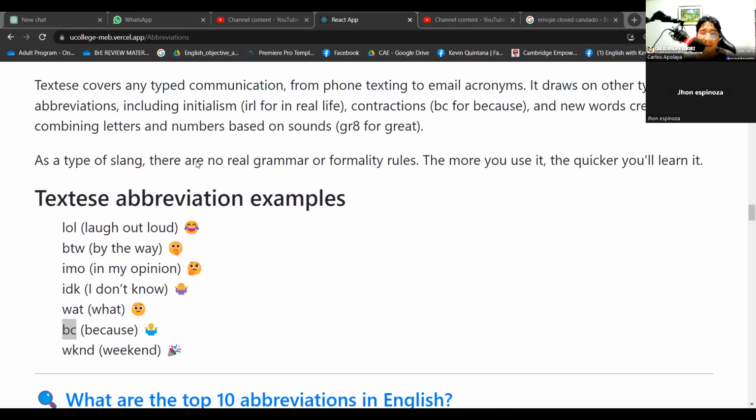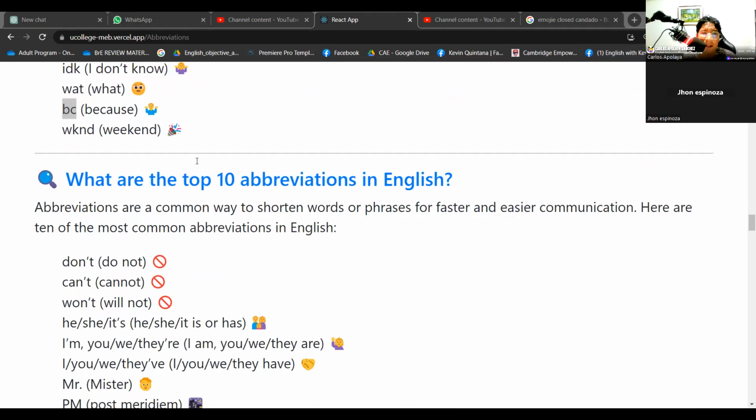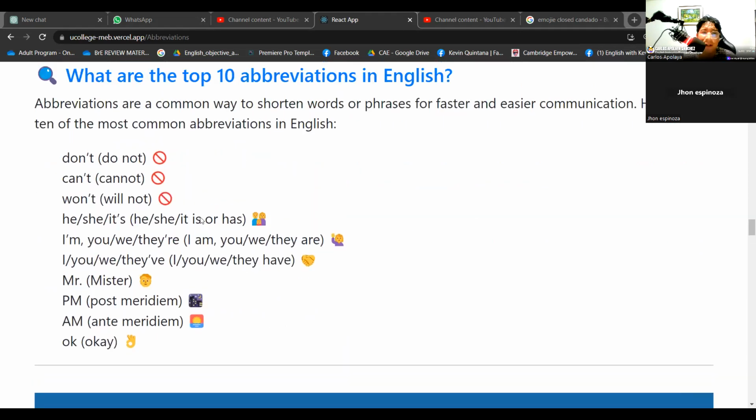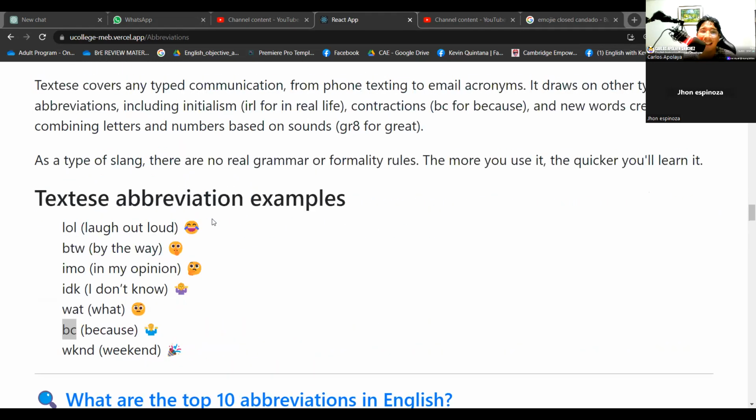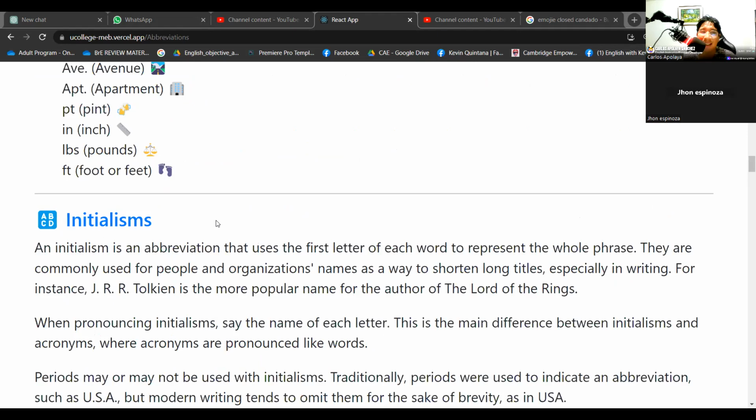Did you understand? Yes. And that would be all. And here we have the 10 top abbreviations in English, like AM, PM, okay, Mr. These are the 10 top. And we finished our class about abbreviations and initialisms.